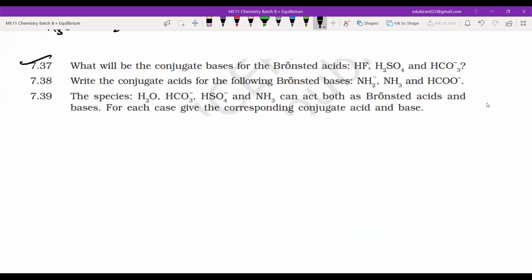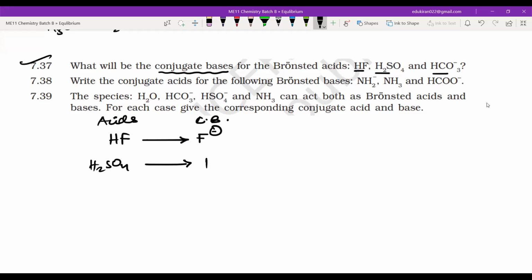They have asked what are the conjugate bases for Bronsted acids HF, H2SO4, and HCO3 negative. So these are acids. What you need to do is remove a hydrogen from them, and these will be the conjugate bases. So from H2SO4, you remove one hydrogen, it will be HSO4 negative. Similarly from HCO3 negative, you remove one hydrogen, this will be CO3 2 negative.